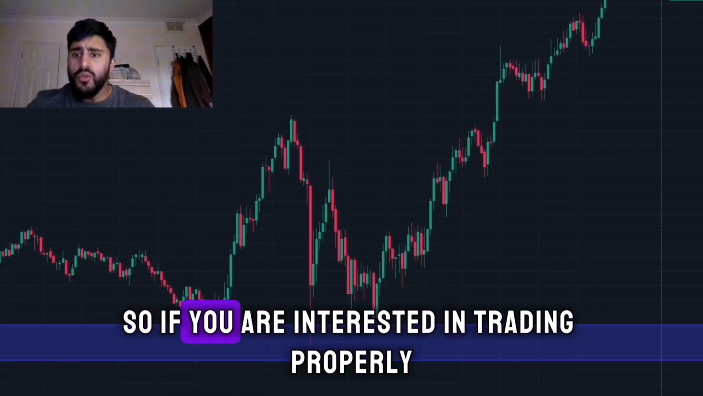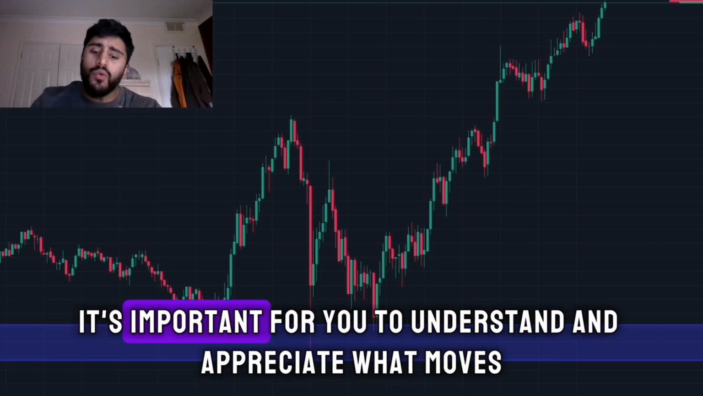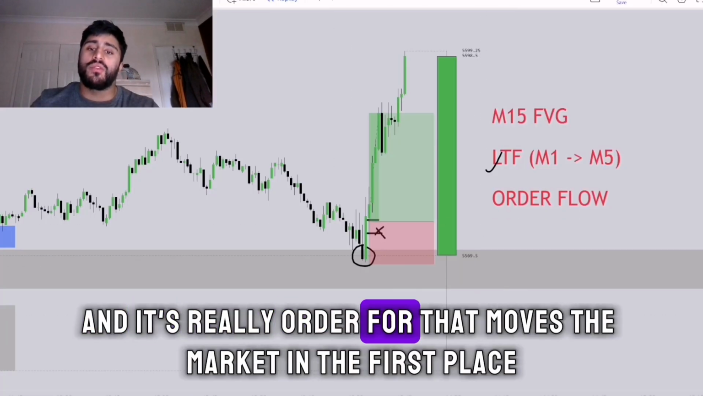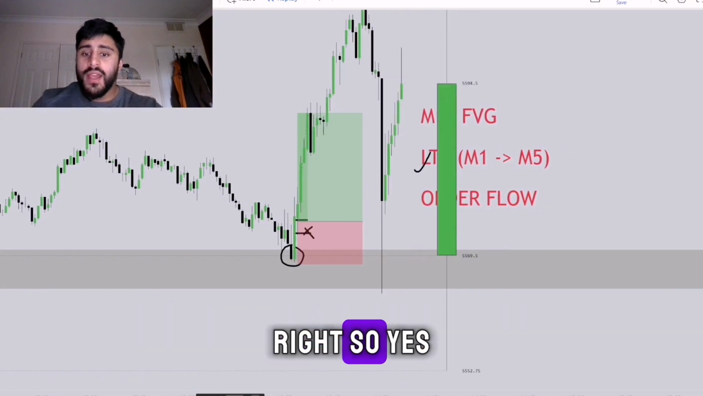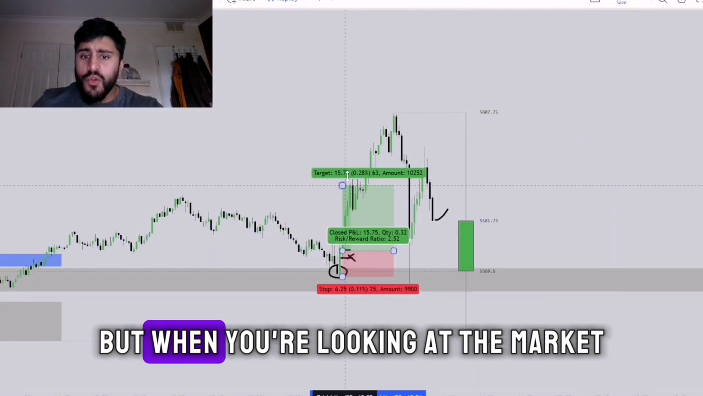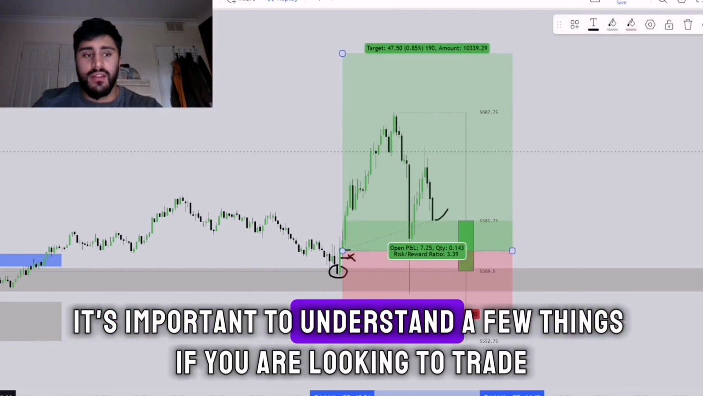So if you are interested in trading properly and catching these high risk reward trades, it's important for you to understand and appreciate what moves the market. And it's really order flow that moves the market in the first place, right? So yes, we had a very, very large move to the downside, right? But when you're looking at the market, it's important to understand a few things.